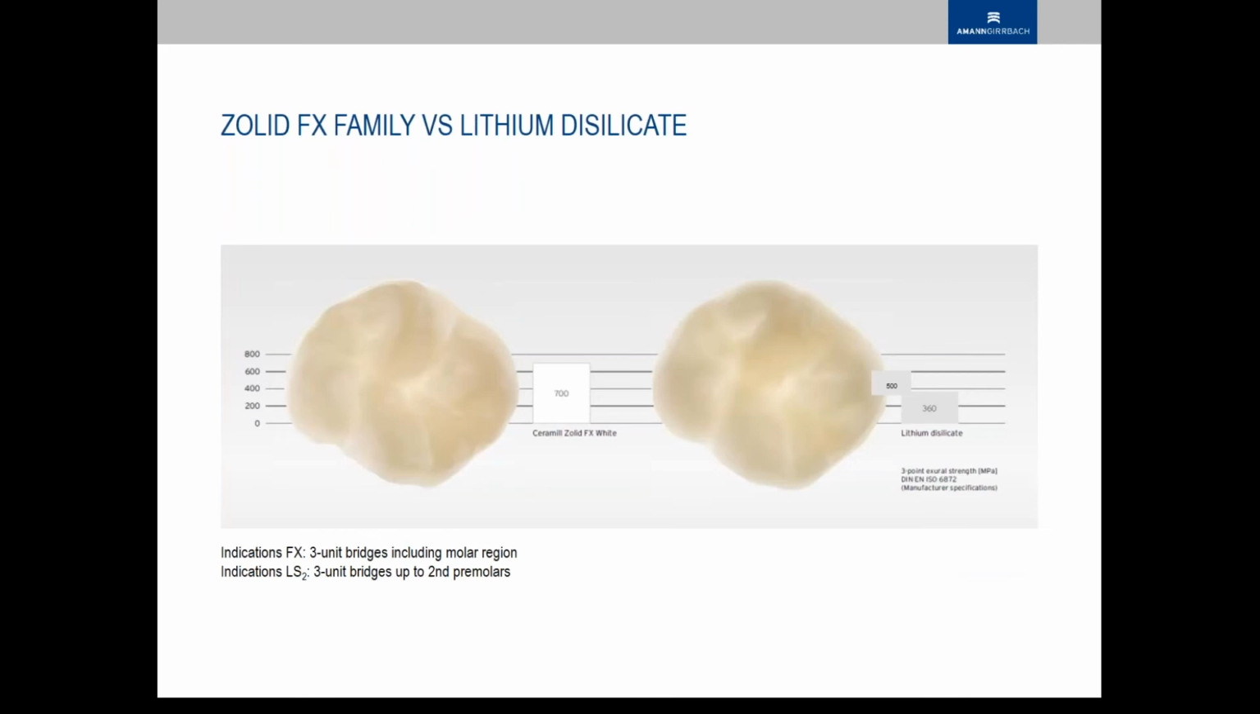Here we see a different version of comparison from our Zolid FX White versus a lithium disilicate and an LT version. What you should keep in mind, depending where it is, I want to say, is the minimum thickness. The 0.7 might be for the posteriors, and the 0.6 might be for everything else.